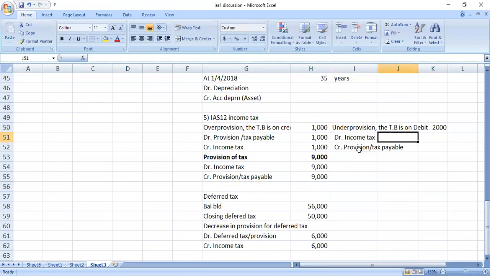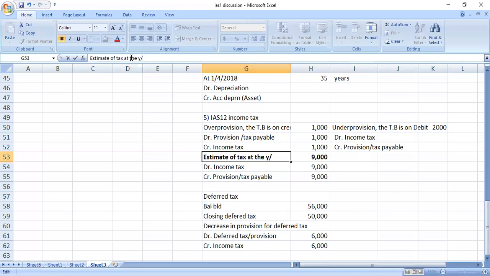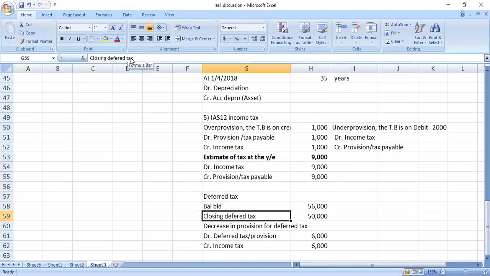So this part will be different if it was an under, but the other things would remain the same. The estimate, this one, provision for tax, even call it estimate so that you don't confuse. Estimate for the year of tax at the end of the year, year end. This one remains the same. Deferred remains the same. Just look at the change. Okay, so these are the entries.